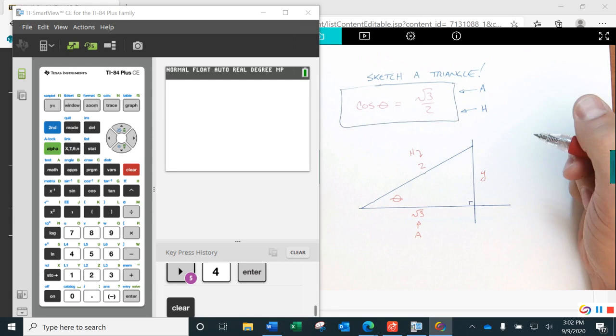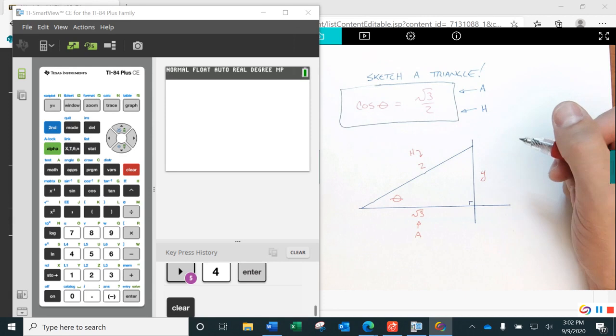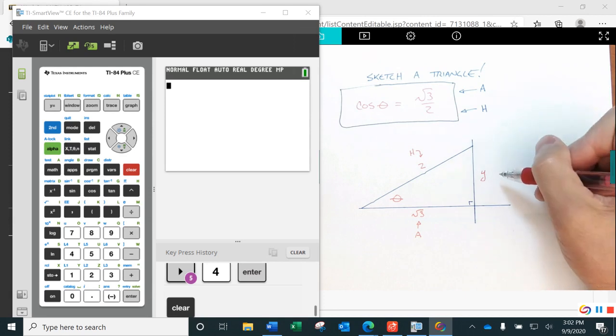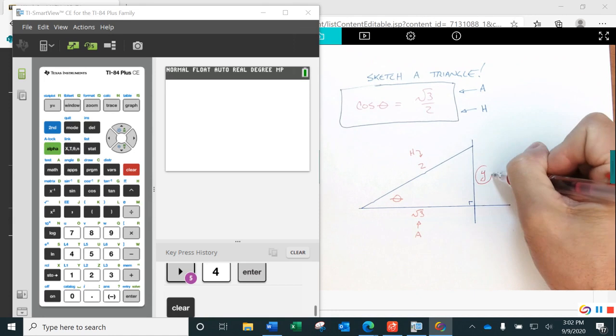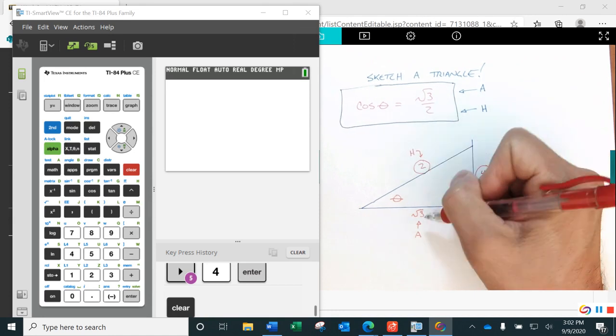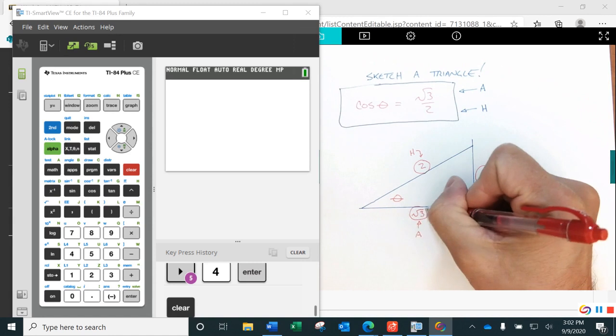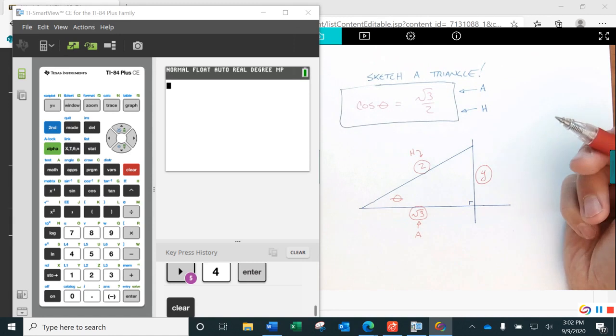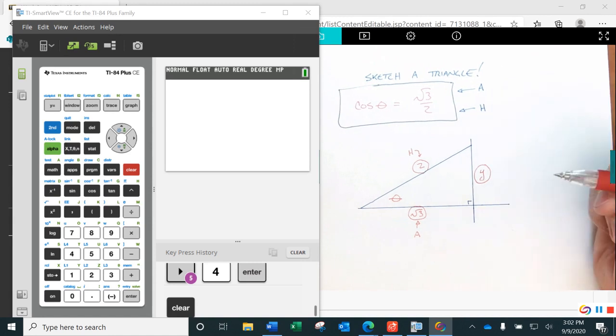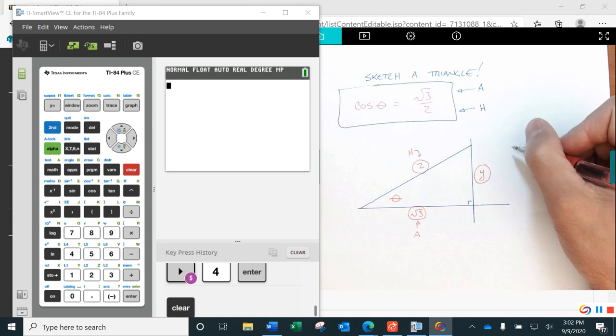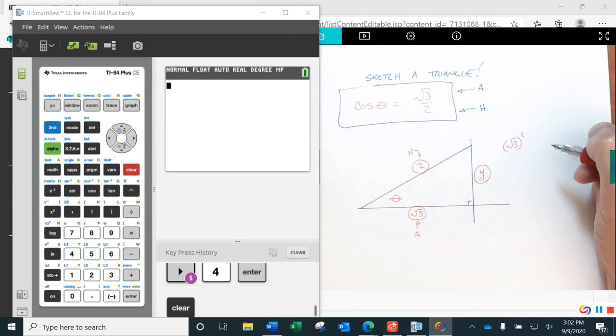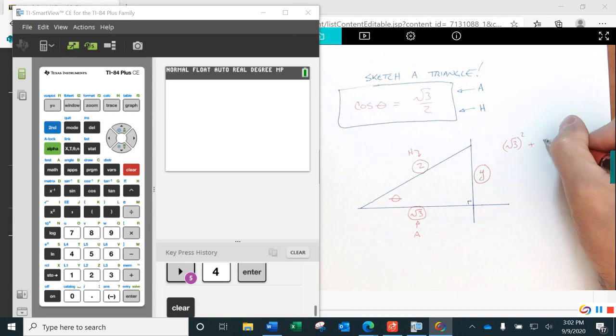I'm going to call this length here y. I can call it a whole bunch of things, but let's use our Pythagorean theorem. We have this length here y, which we don't know what it is, hypotenuse of 2, and the adjacent side of the square root of 3. If you see what this is, write it down right away. If not, let's investigate. A squared plus b squared is equal to c squared.